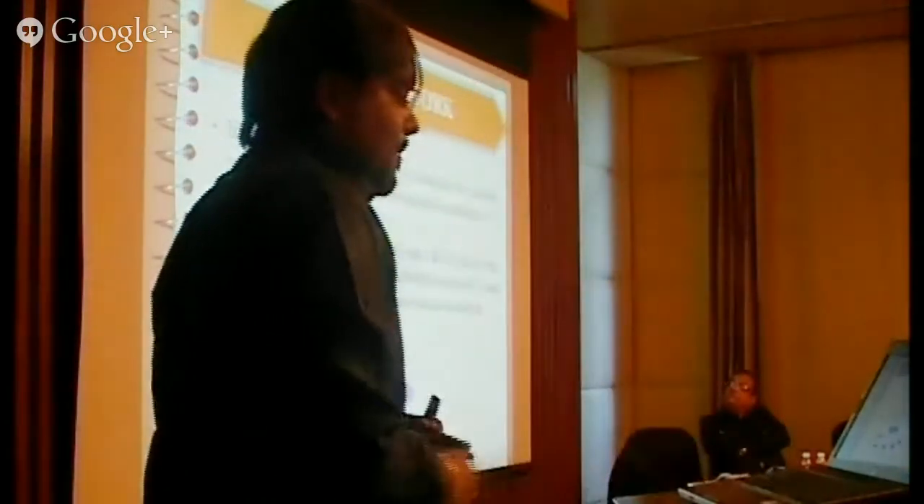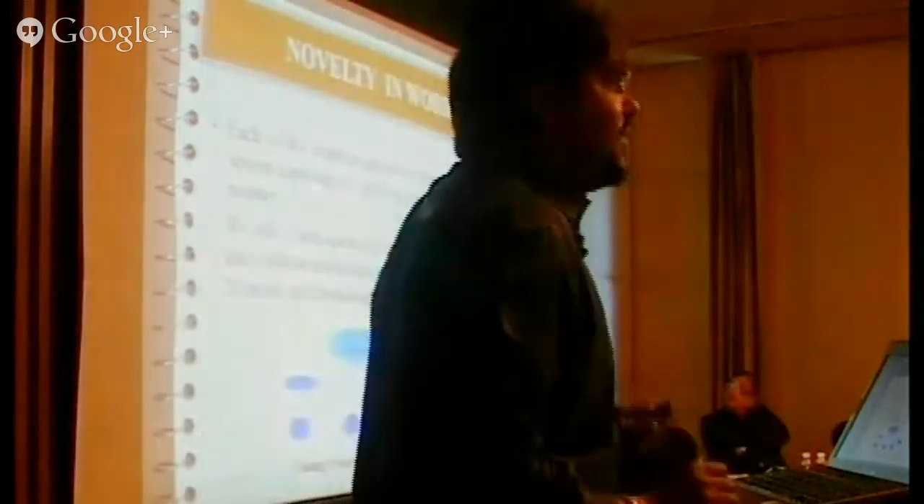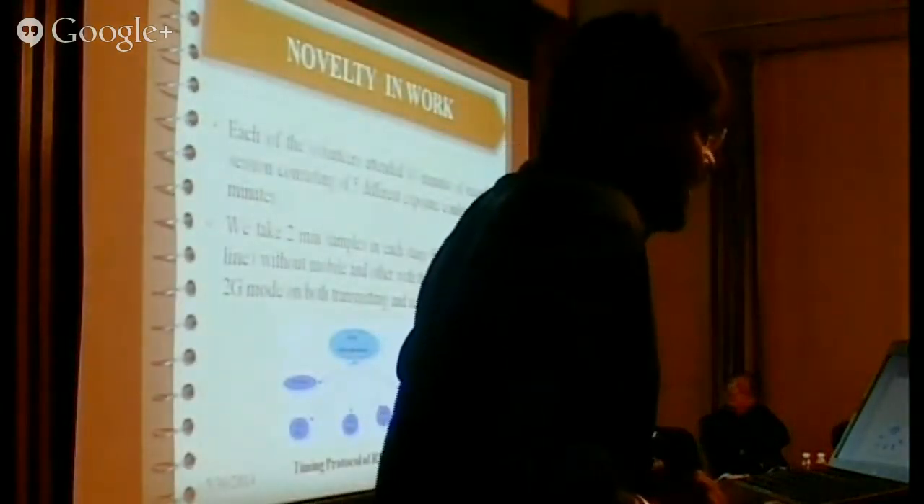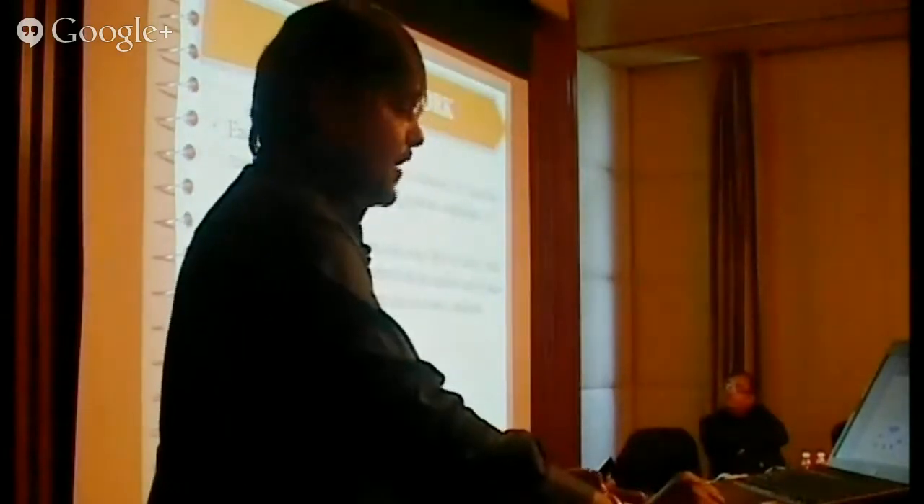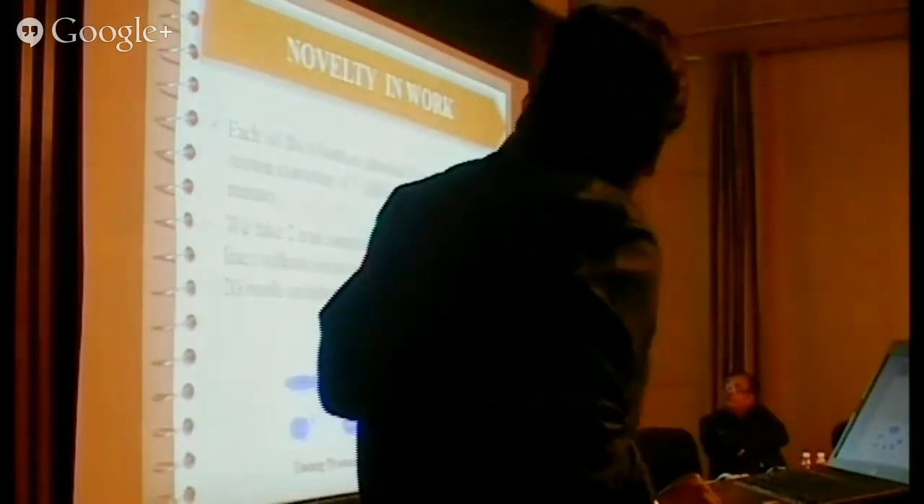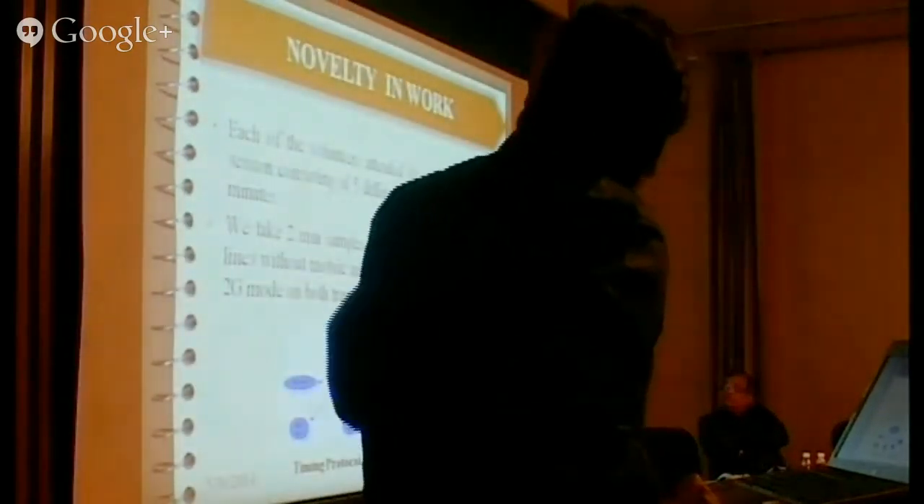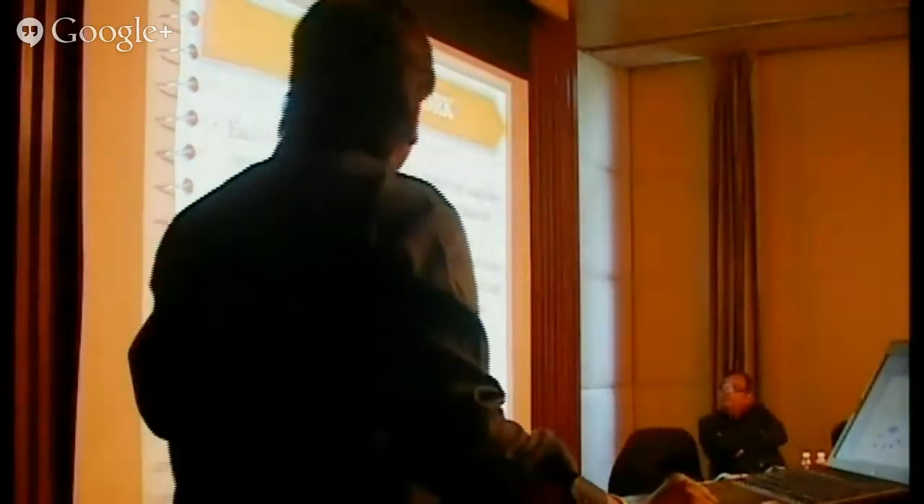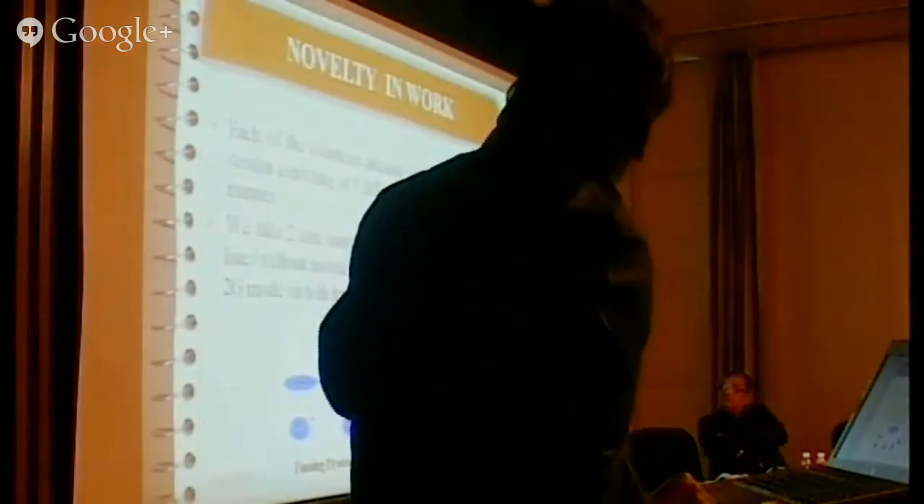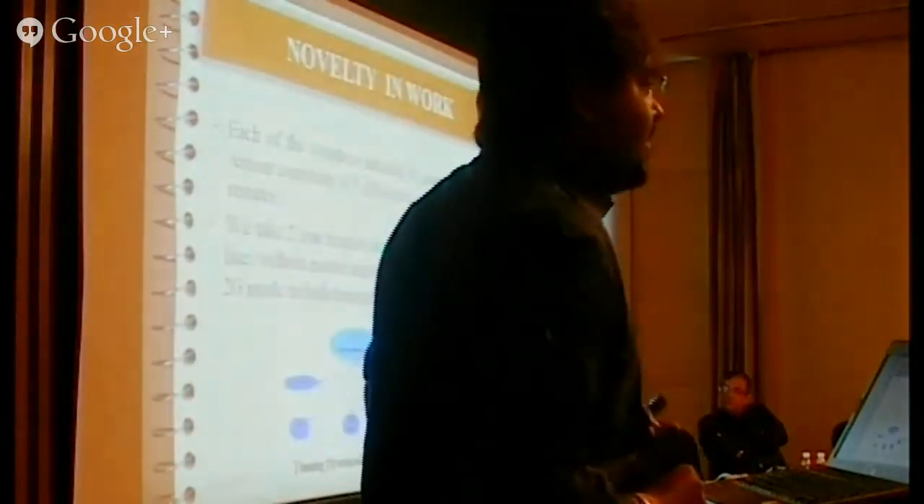Now, the novelty in my work. We collect our data with the help of different volunteers, and each of the volunteers attended a 10 minute recording session consisting of 5 different exposure conditions of 2 minutes each. We take 2 minute samples in each stage: an idle, without mobile, or we could say unexposed ECG signal, and the other with the mobile on 3G and 2G mode in both transmitting and receiving conditions.